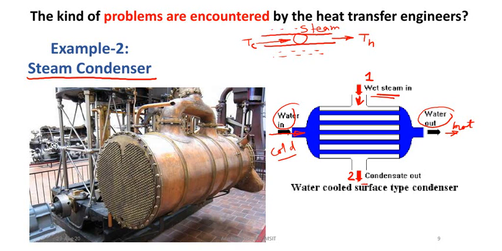The real situation you can see in this figure. You see there are bundles of tubes, a lot of tubes. Surrounding those tubes the steam is passing, and through the tubes the cold water is passing. So this is the real situation, and we are just drawing a simple one.